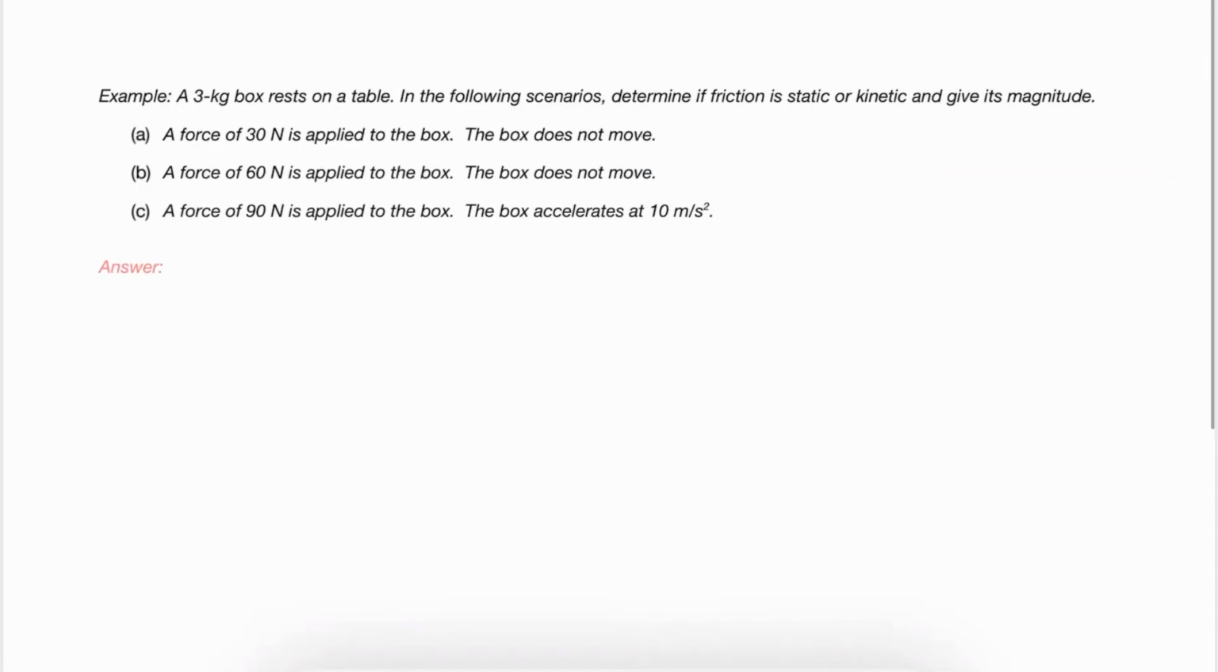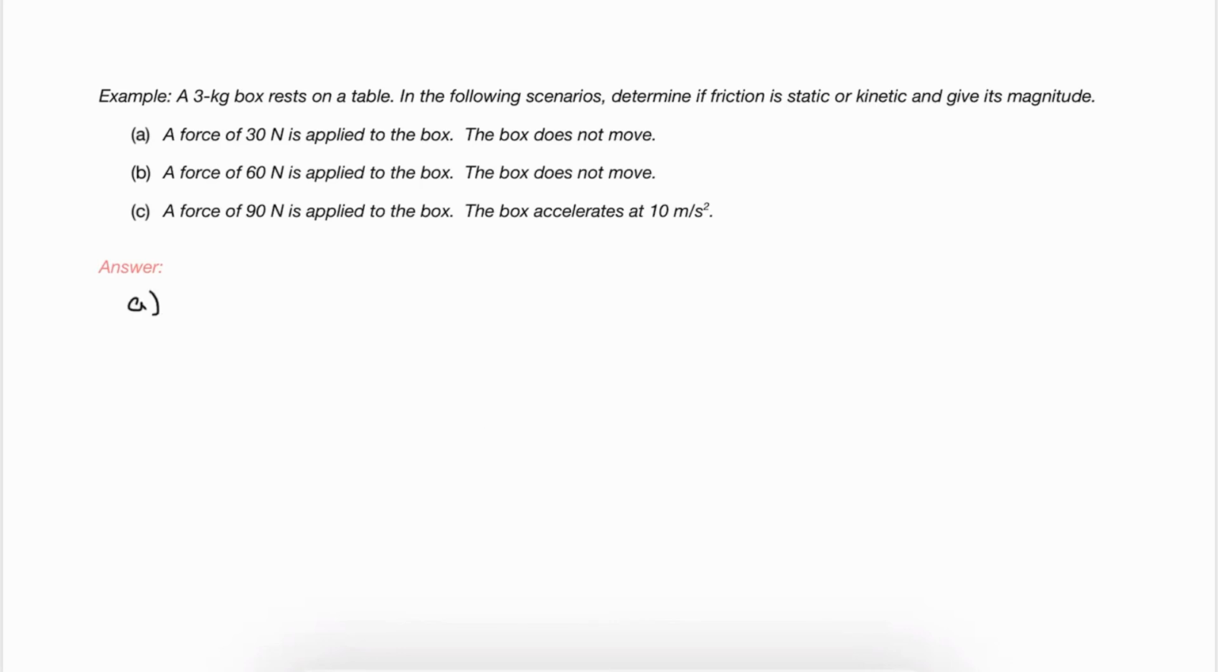Let's go ahead and look at this in an example. We won't be calculating the kinetic friction by its formula or using the formula to calculate maximum static friction. Instead, we'll just be identifying a few situations and trying to determine whether it's static friction or kinetic friction and how big those forces are.